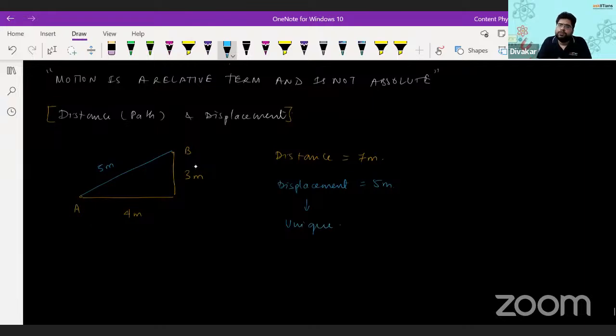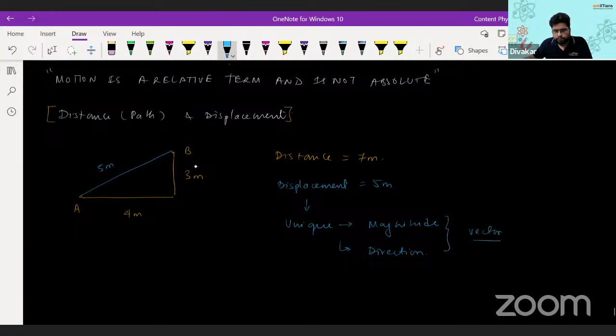And it's not only unique in the sense of length, it's also unique in the sense of direction. So if you want to find out a displacement between 2 points, you'll have to fix your distance. That means it's unique in the sense of magnitude between 2 points, and it's unique in the sense of direction as well. Any other direction won't suffice. And that is why you may know that displacement is treated as a vector.